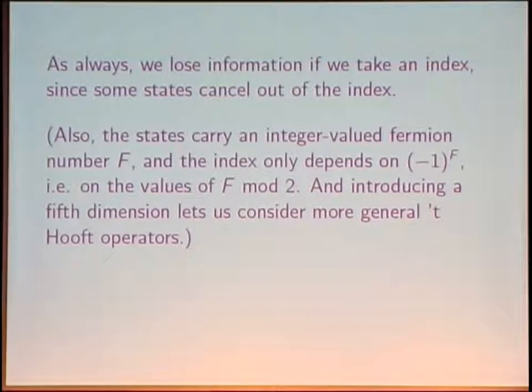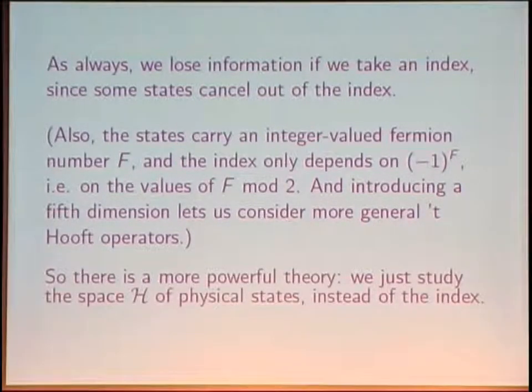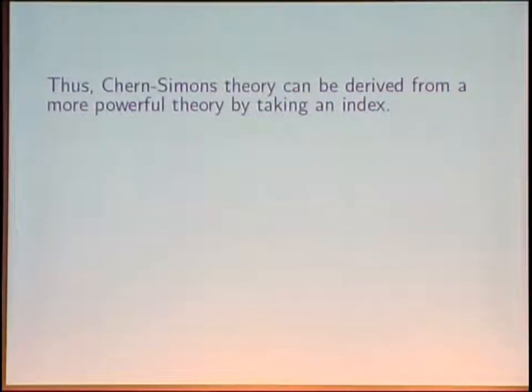And also, when we introduce a fifth dimension, we could have considered more general 't Hooft operators rather than the ones that have a supertrace interpretation. So we've lost information in several different ways by taking an index. So there's a more powerful theory: just study the space of physical states rather than the index. So Chern-Simons theory can be deduced by taking the index of a more powerful theory.